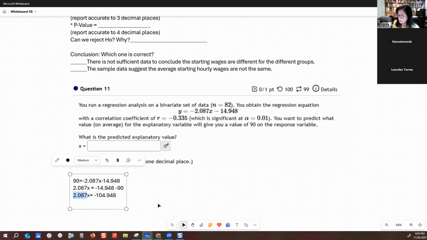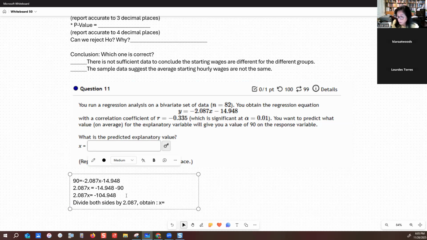So I put the underline. Oh no, this one doesn't let me do that. So I'm going to divide, okay? Or maybe I put some explanation here. Divide both sides by 2.087, right? To obtain x equals.